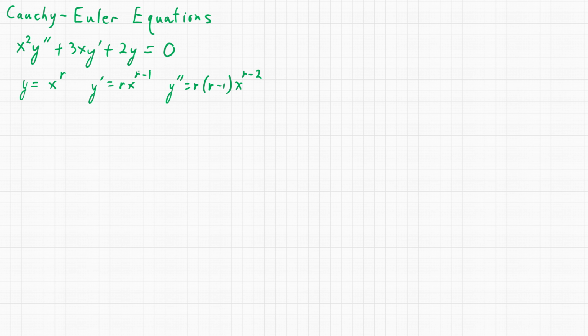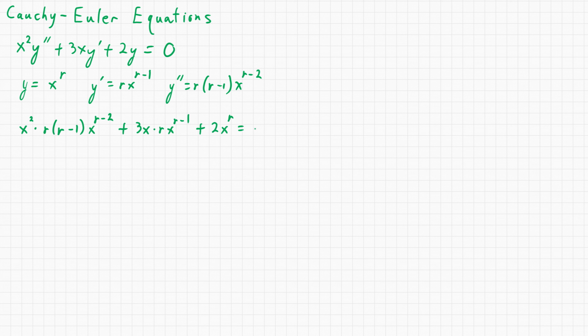Next step is we plug those guesses into the differential equation. So we have x squared times r times r minus 1 times x to the r minus 2, that's the x squared y double prime term, and we have plus 3x times the y prime term, which was r times x to the r minus 1. And we have our y terms, that's just 2 times x to the r, and that all equals 0.